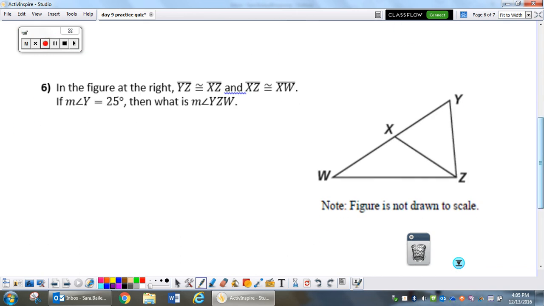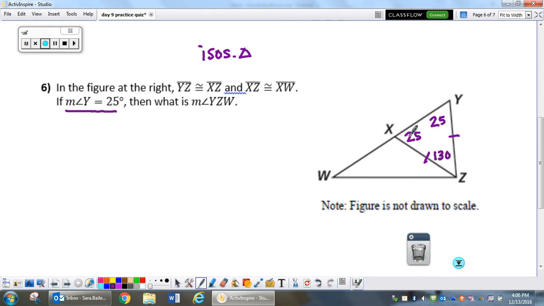Number 6, everybody's favorite question. You have isosceles triangles here. You want to use them. Angle Y is 25. Segment YZ is congruent to segment XZ, which means these are the base angles. That side is 25. The missing angle of that other triangle, or the missing angle of the triangle is 130.